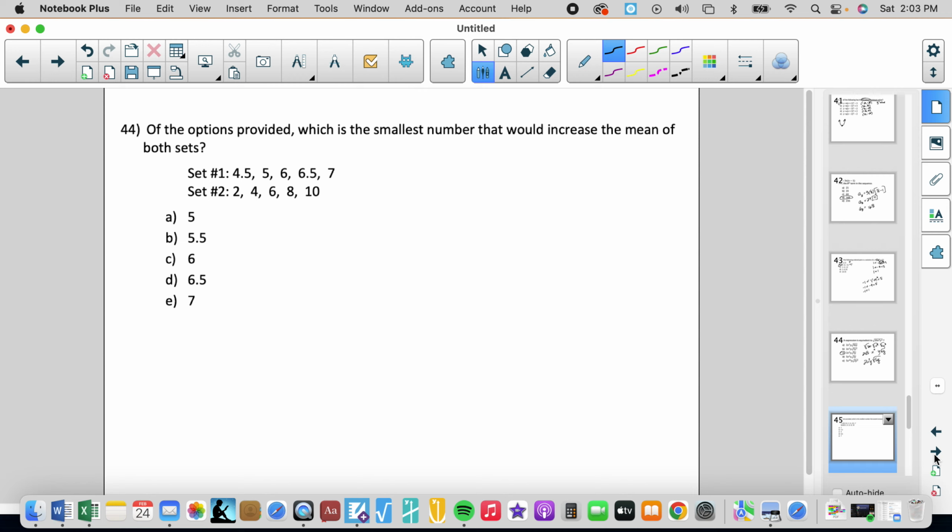Doing these problems, this might be a record speed. Can I do all 50 problems in under 50 minutes? Less than a minute a problem?